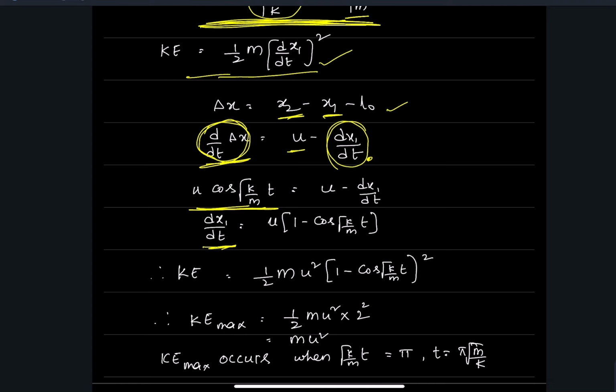So KE is now half m dx1 by dt whole square. The maximum value of this KE is the maximum of this function. This function has a maximum value 2, that occurs when cos root k by m t is equal to minus 1. For this, root k by m into t equals pi, so I can find out the time at which the KE of the block will be maximum.